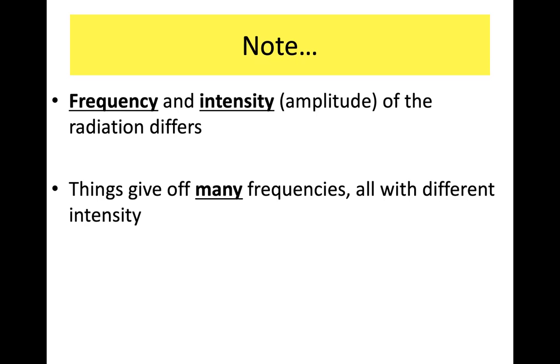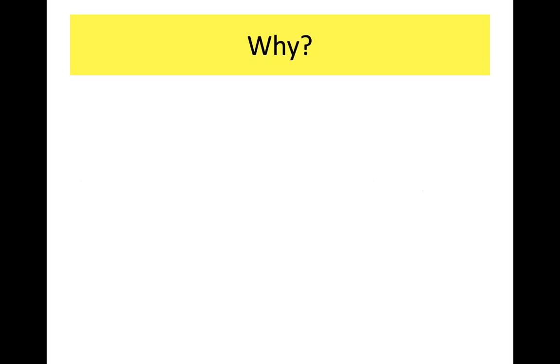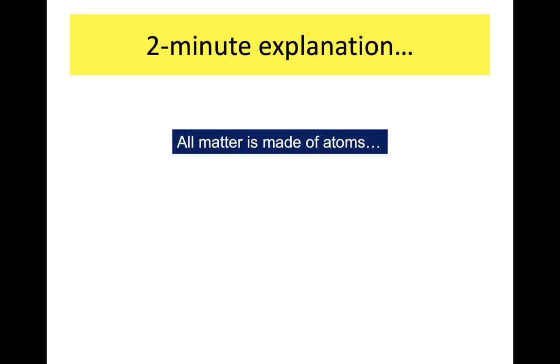And the interesting thing with this is that all things, as we heat them up, will give off those certain frequencies. However, the intensity, the amplitude of the wave itself will be slightly different. Some things will produce more red light, some things will produce more orange light, so forth and so on. So the question is, why does all this occur? Like, why does heating up an object actually produce light? So here's a quick 2-minute explanation of how that all works.